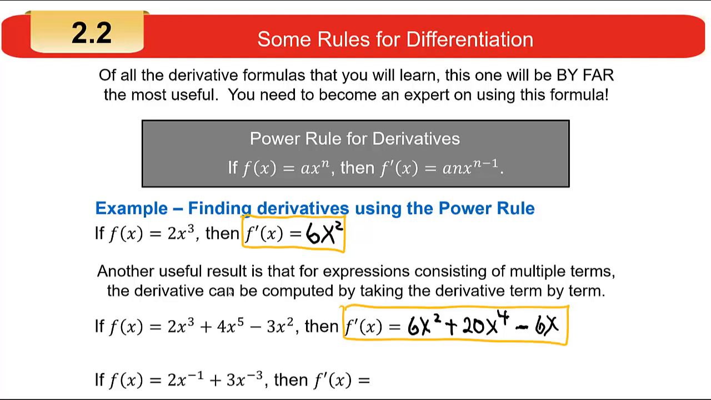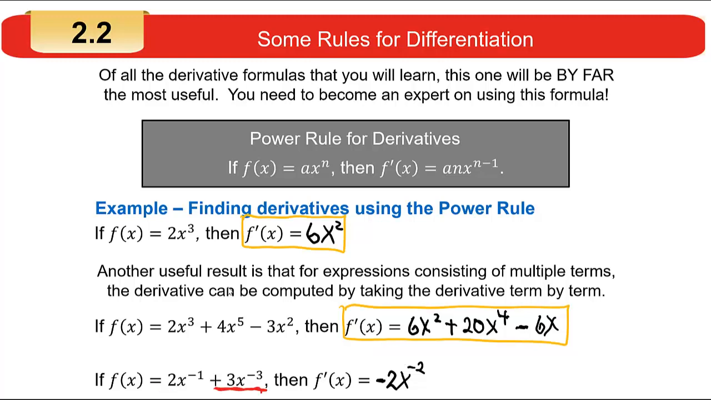How about this one? If f of x is equal to 2x to the minus 1 plus 3x to the minus 3, then the derivative is, again, it's a 2-term expression, so you can take the derivatives term by term. Start off with the 2x to the minus 1 and apply the power rule. The power rule says that you multiply the exponent times the coefficient, so that's minus 1 times 2, that gives you minus 2. And then you subtract 1 from the exponent. Well, if you take minus 1 and subtract another 1, you get minus 2.